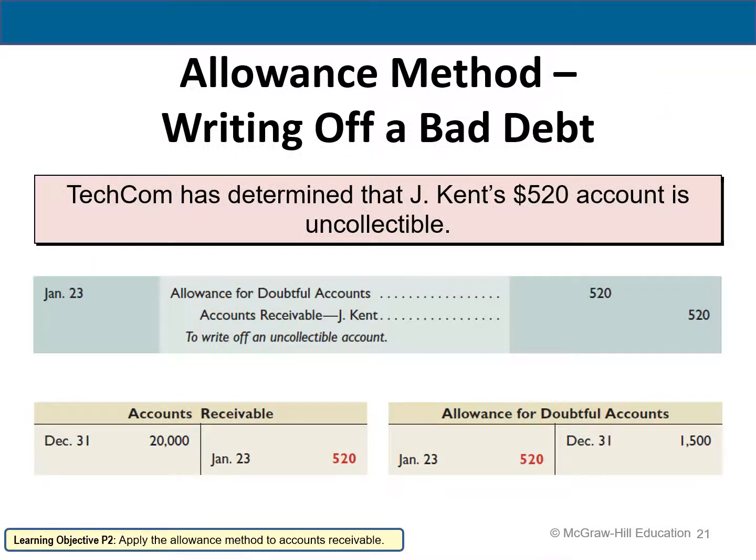All right, the allowance method, writing off a bad debt. TechCom has determined that Jay Kent's $520 account is uncollectible. Well, we already allowed for it, so we've already run it through our income statement in that last entry, because we debited bad debt expense and credited our allowance. So when you figure out something's for sure uncollectible and you decide to write it off, instead of hitting your income statement, you're just adjusting the balances on your balance sheet. We're going to write off the $520, which means we reduce our allowance account with a debit, and we reduce our accounts receivable with a credit.